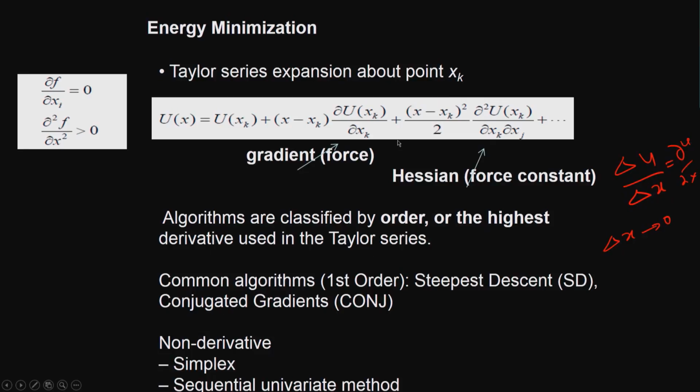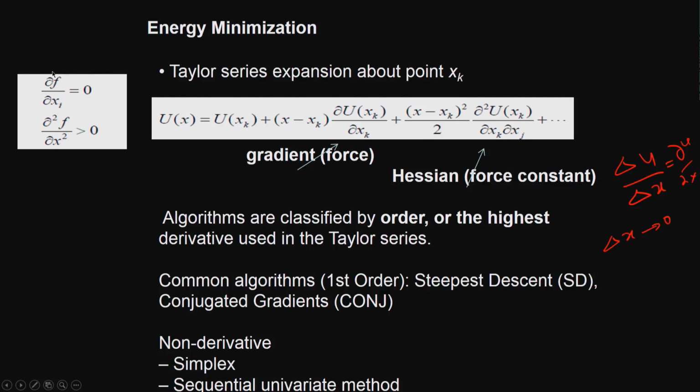The algorithms are classified by order, the highest derivative used in the Taylor series. Among first order methods, commonly you have the steepest descent method and the conjugate gradient method, and of course you have non-derivative methods, the simplex method, sequential methods, and so on actually.